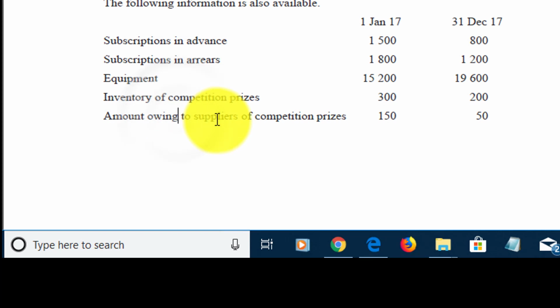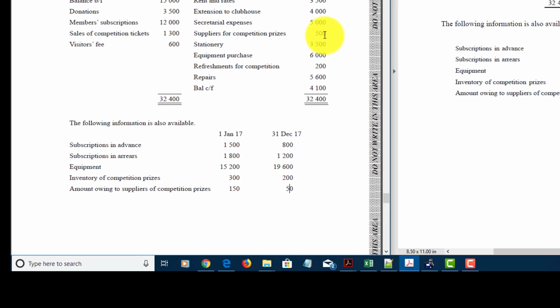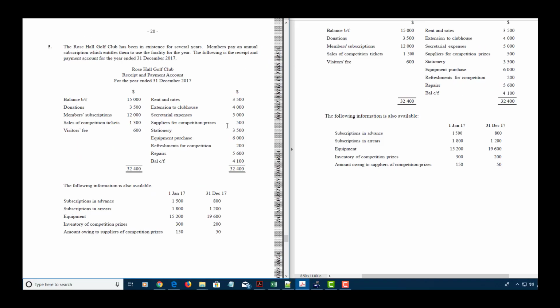All right. In addition, owing to suppliers of competition prizes, you have an opening balance, you have a closing balance, and in the receipt and payment, suppliers for competition prizes, you paid them $500. So if you were to prepare a simple creditors control account, you would be able to determine the exact amount of purchases of competition prizes.